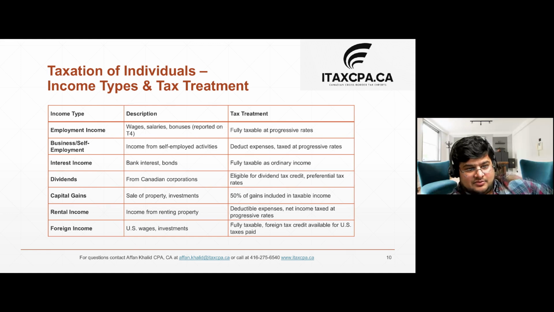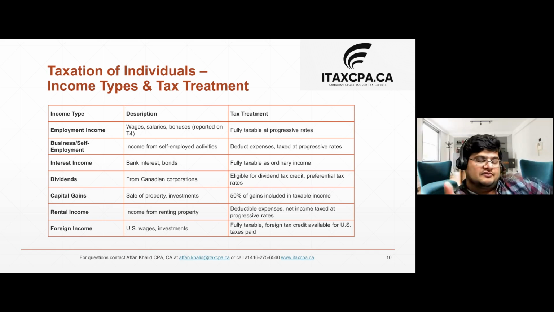Capital gains, again, very important. I think I have a separate slide on capital gains, and I will explain more. But unlike in the US, where capital gains are 100% included in income, from a Canadian tax perspective, capital gains are 50% included in income. So, say if my total gain on disposition of a property is $150,000, then only 50% of the gain will be included in my income. The other 50% is tax free.